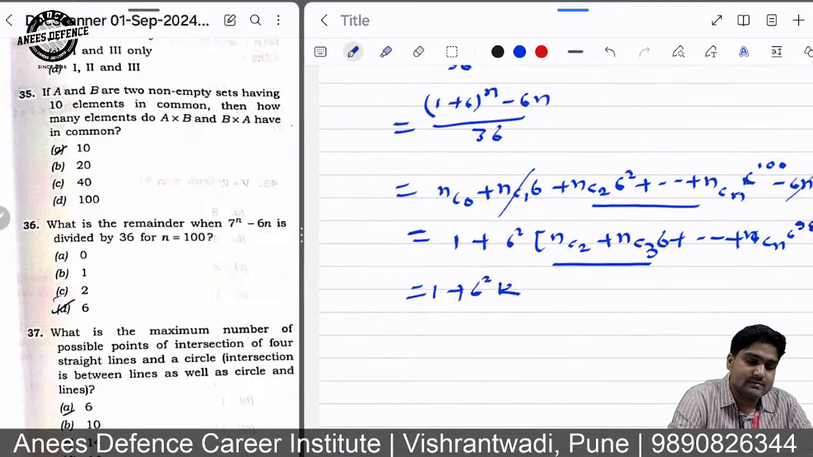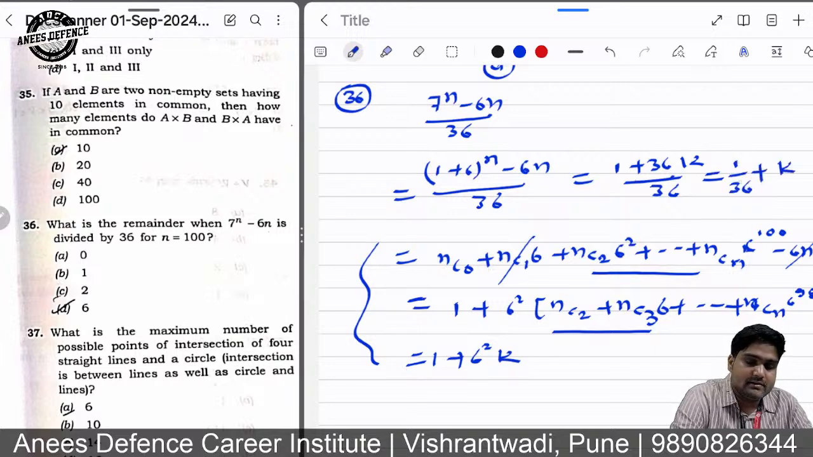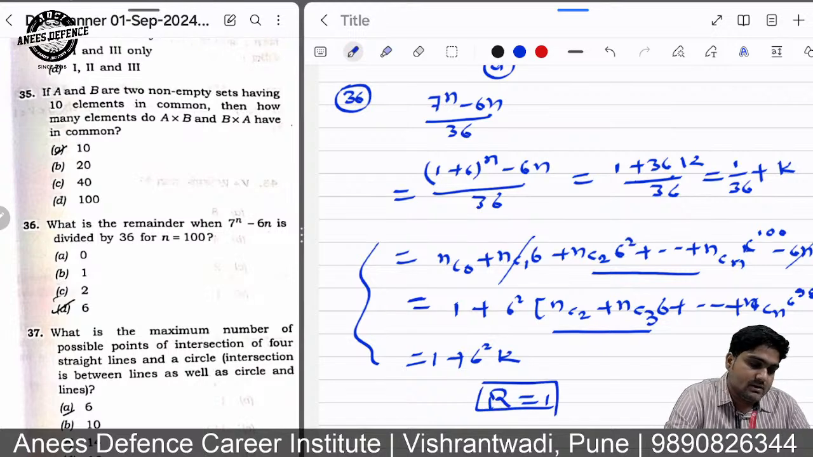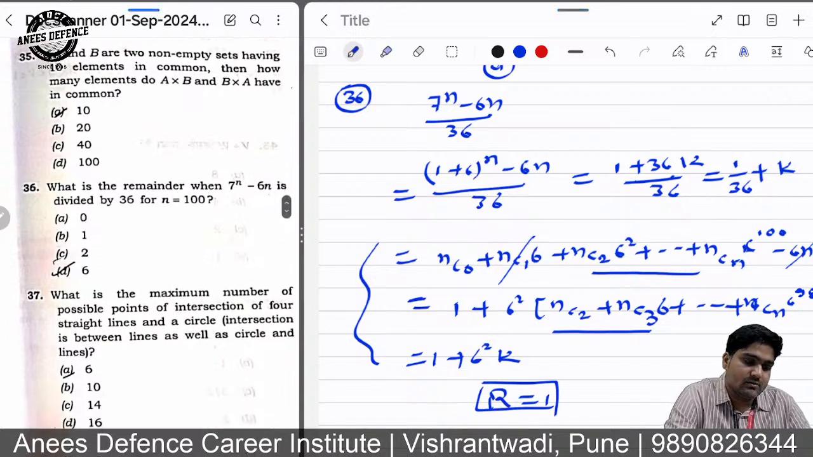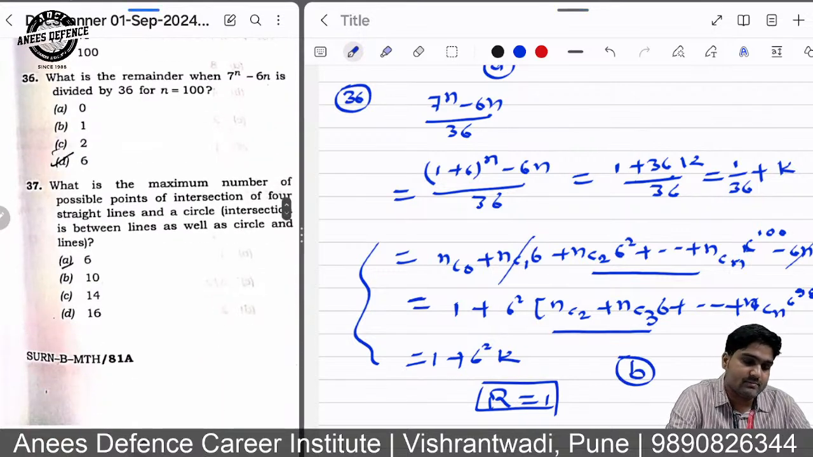Now divide this expression by 36. So when we divide this expression by 36, we get 1 plus 36 times k upon 36. The first part is not divisible, but the second part is completely divisible. So the remainder is 1. So we can say that the remainder is 1 for this one. So the correct option for 36 is option B. Okay, question number 37.